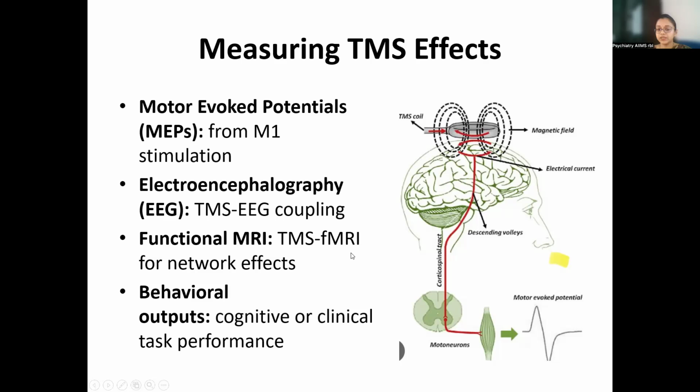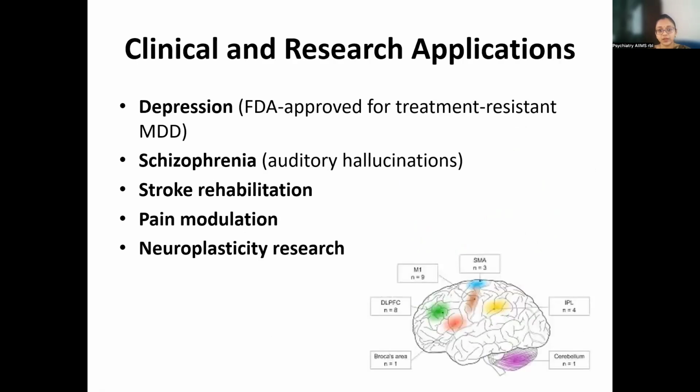And like I said, TMS, fMRI can also be used for network effects. We can ultimately see the behavioral outputs with our cognitive and clinical task performances. So we can see in this figure, when the superficial cortical regions are stimulated through the descending pathways and through the corticospinal tract, they reach the motor neurons, and thereafter stimulus is produced, which can be seen in the form of motor evoked potential on our EMG and other devices.